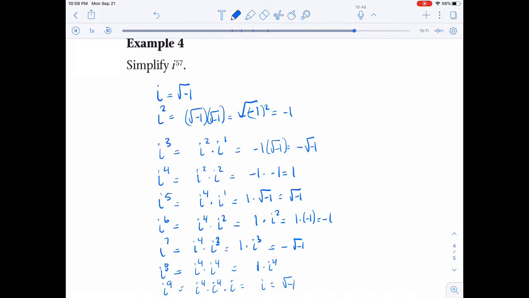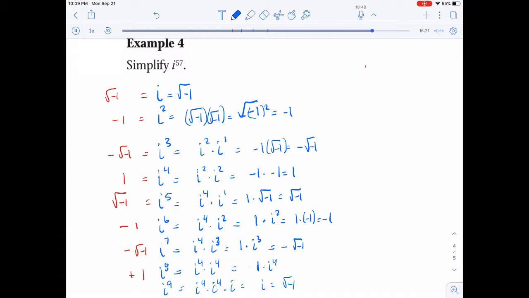So we just keep on repeating ourselves. Let's go ahead and put it on the left-hand side of this. So i is equal to the square root of a negative 1. i squared is equal to a negative 1. i cubed is equal to the negative square root of a negative 1. i to the fourth is equal to 1. And then we just repeat our pattern here. i to the fifth is the square root of negative 1. i to the sixth is a negative 1. And i to the seventh is the negative square root of a negative 1. And i to the eighth is a positive 1.